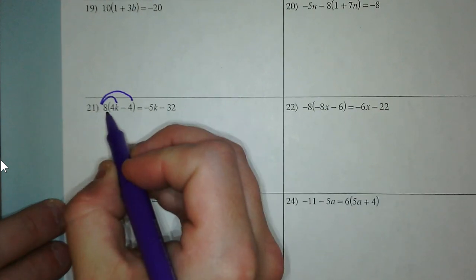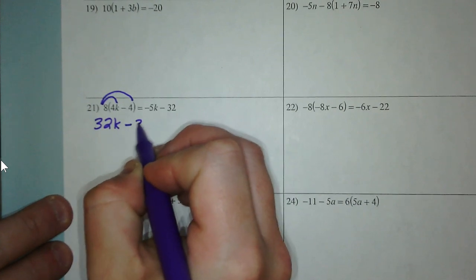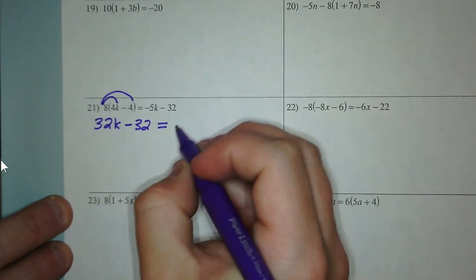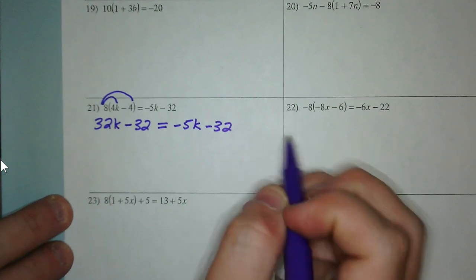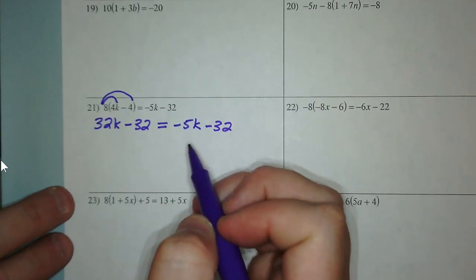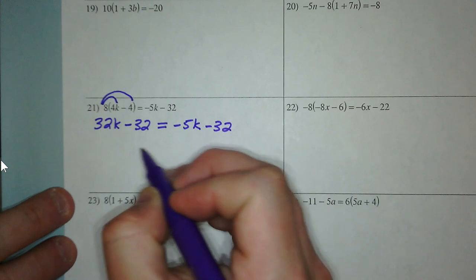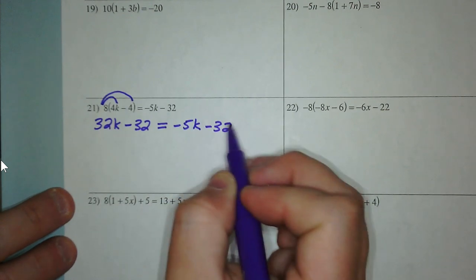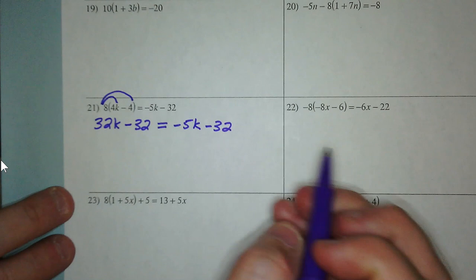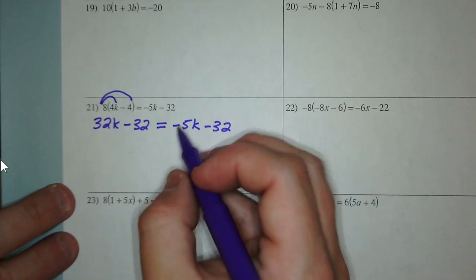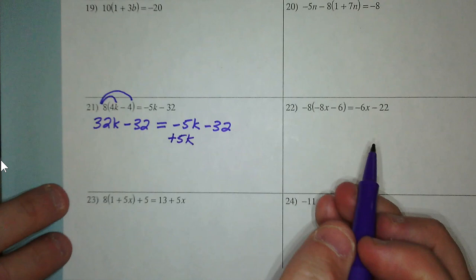So I distribute the 8, and I get 32k minus 32. The right side just drops down. I'm just going to bring that down. Now I move on with getting the k's only on one side, because there are no like terms over here and there are no like terms over here that are already on the same side. So what I do is I move on to getting the k's only on one side.